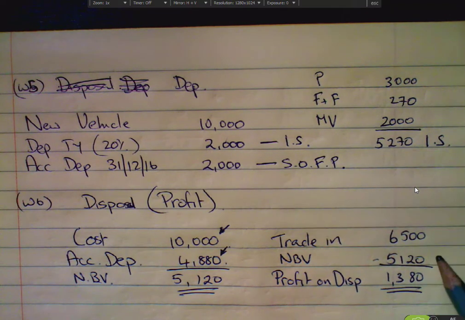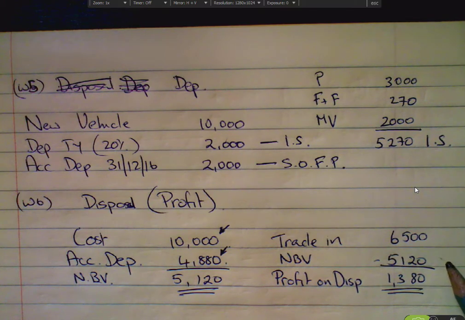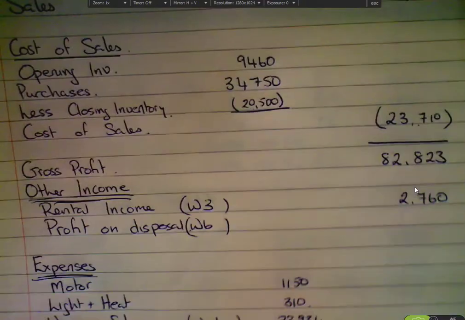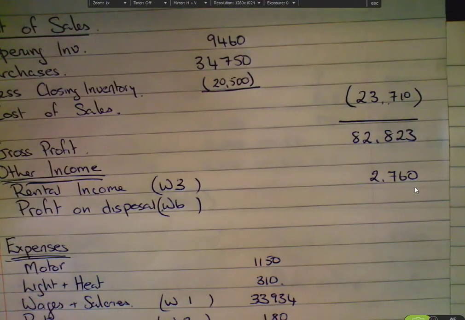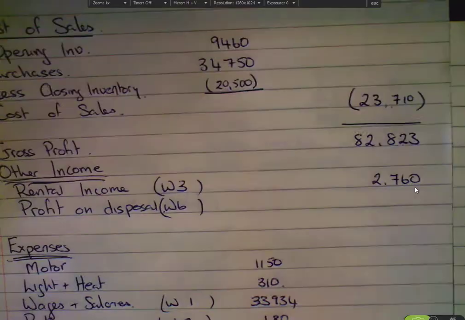Just jumping forward a little bit, we've got our trade-in value, which is 6,500. We've got our net book value, which is 5,120. And that means that our profit on disposal was 1,390. Okay, so let's go back and get our statement of financial position and my income statement. So on my income statement, I'm going to put my profit on disposal being 1,380.